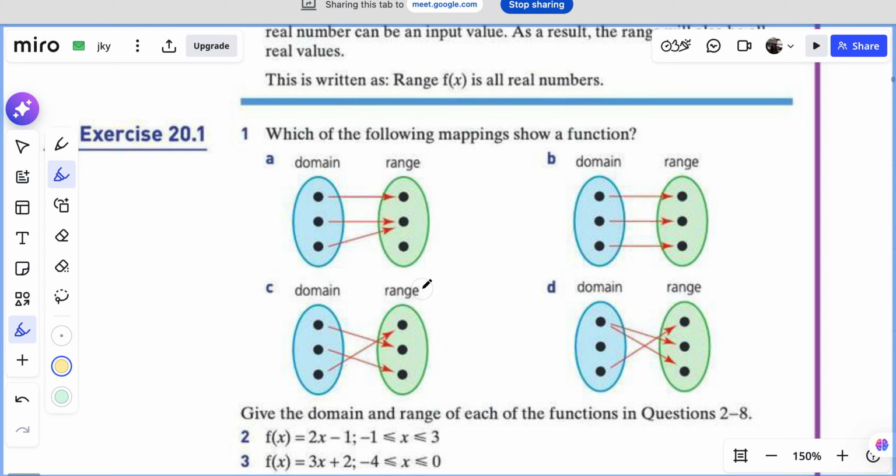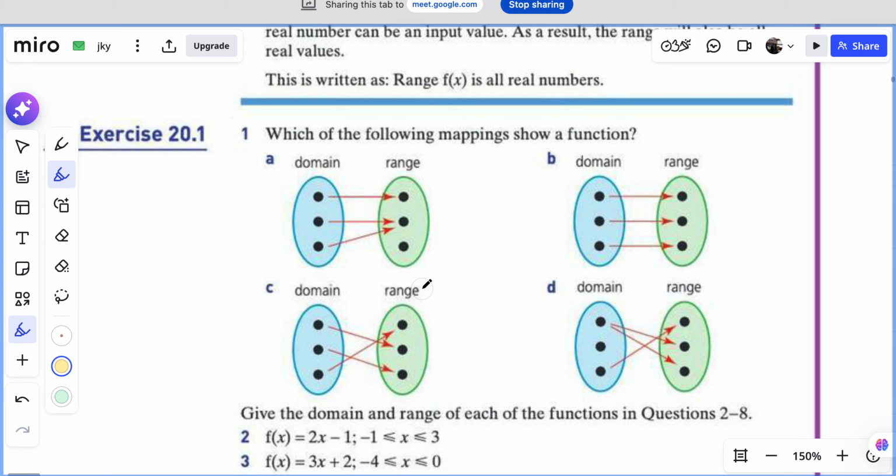F of 0, you put 0 here. 0 times 2, you get 0. 0 plus 2, you get 2. Is that okay? Okay. So you pause the video and solve all of this. Let's move on to the next one, which is a composite function or inverse composite function. Solve all of these ones. The more you do, the better you become.